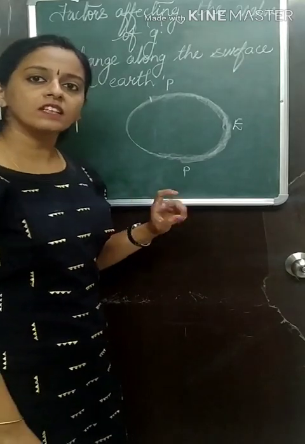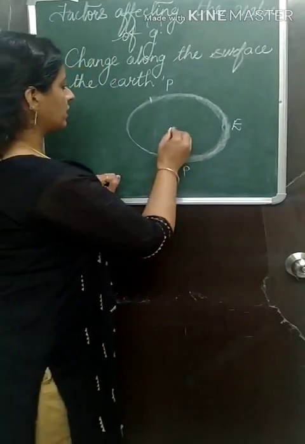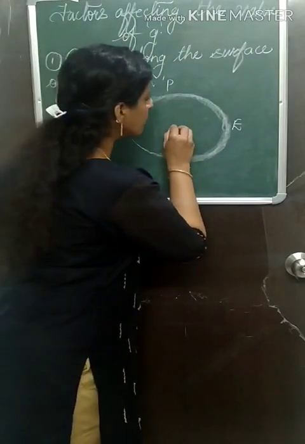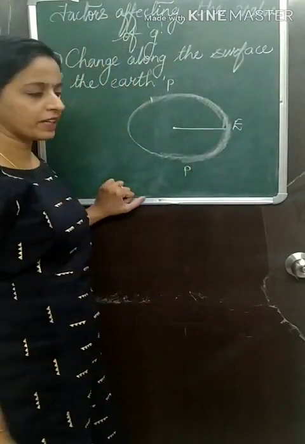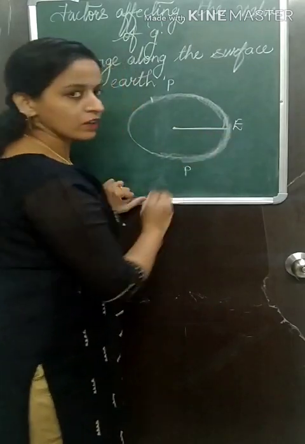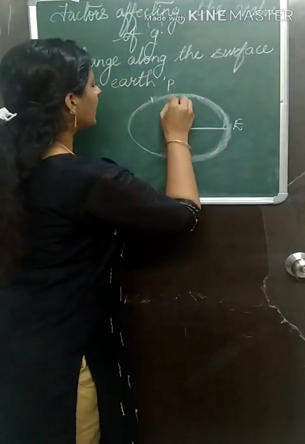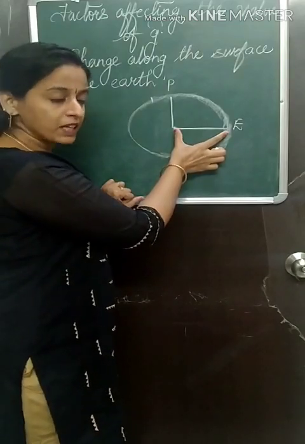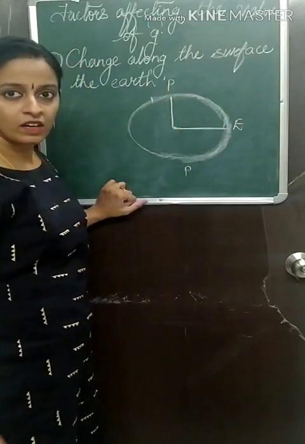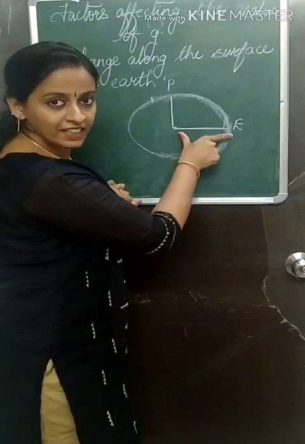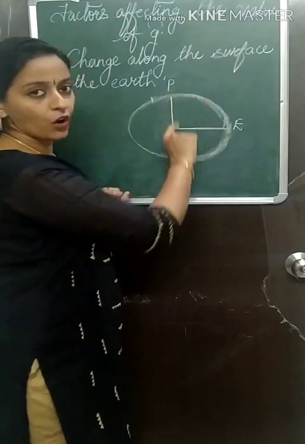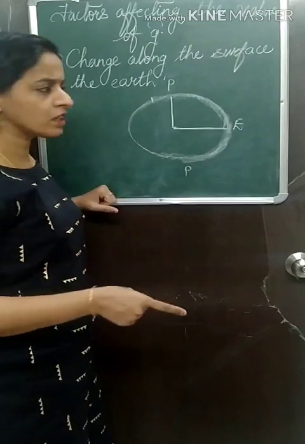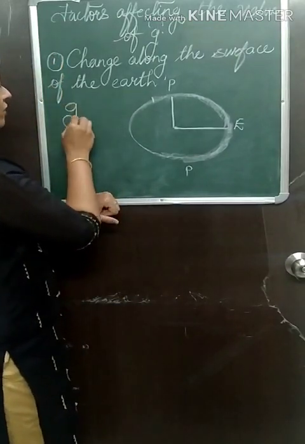So if you consider the radius of the earth, let us take it from the center. From the center, the radius at the equator is longer than the radius at the pole. This radius looks bigger than this radius. So the radius is highest at the equator and shortest at the poles. Why am I talking about radius? Because in the formula of G you have radius.